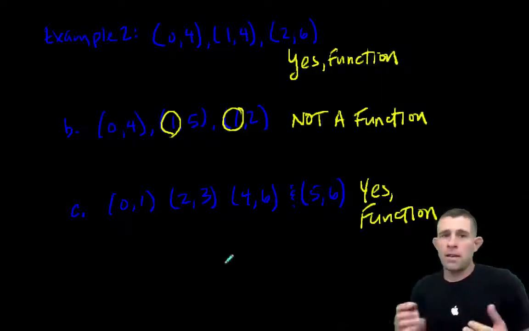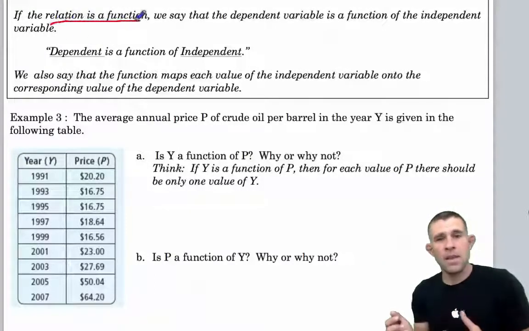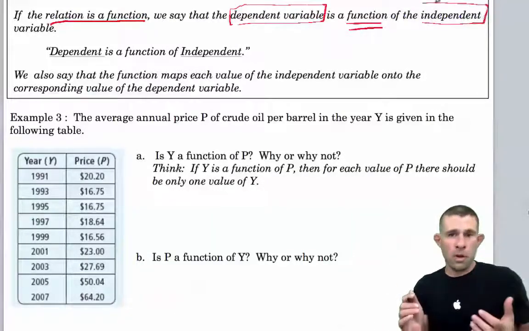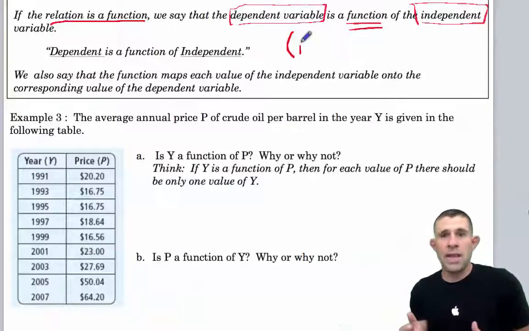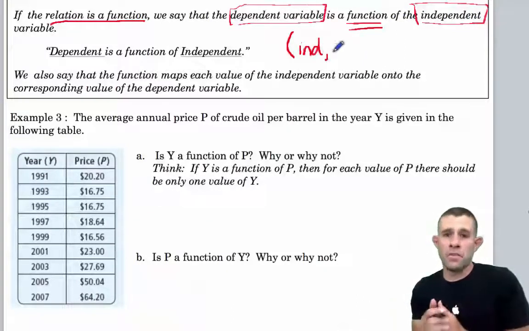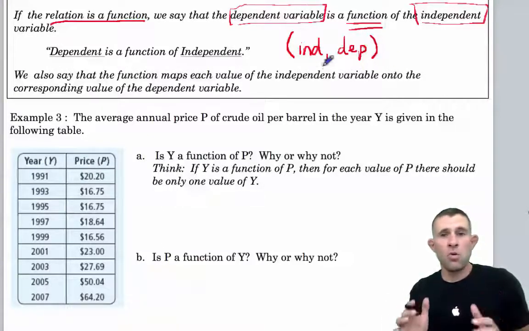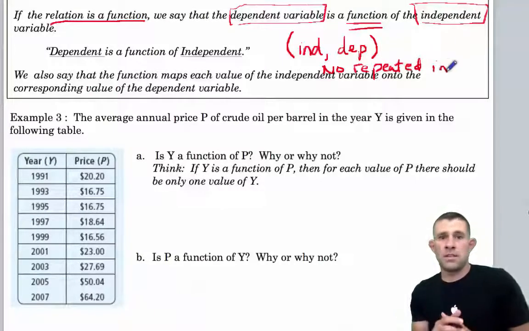All right, moving on. In the next example, let's remember that if a relation is a function, that means that the dependent variable is a function of the independent variable. Now, any ordered pair we list is always listed as the independent variable first, and then the dependent variable second. Therefore, keep in mind, there should be no repeated independent variables in order for it to be a function. So let's take a look at example 3.